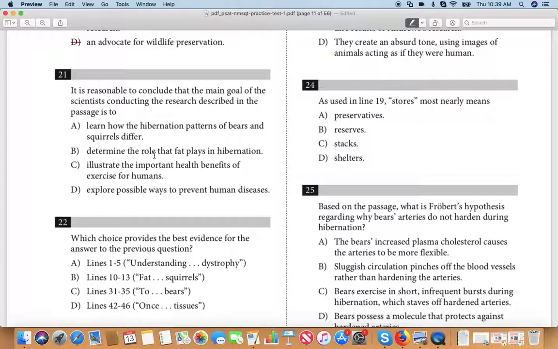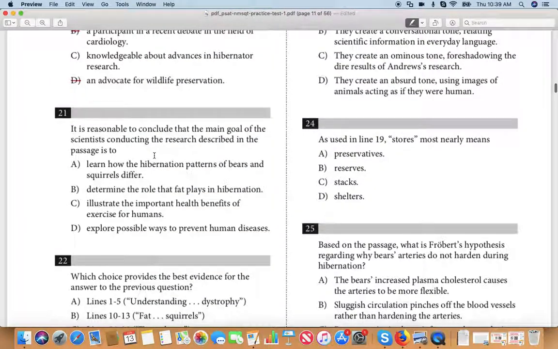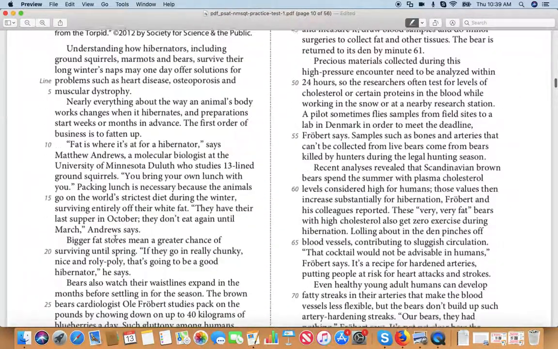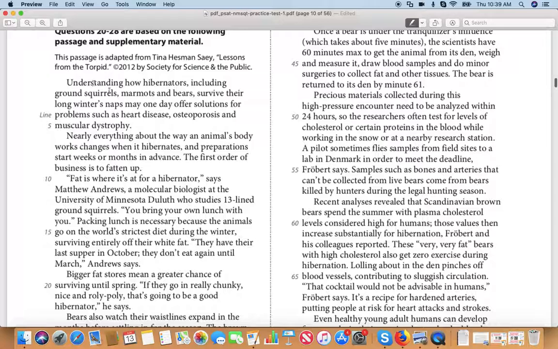What's your evidence for that? The first 5 lines. Yeah, go ahead and read those lines for me, please. So what you're doing here, you're reading the lines from answer choice A from 22, right? Oh, I guess I am. Maybe you didn't realize. I'm sorry. Go ahead. Well, read those first lines. So, understanding how hibernators, including ground squirrels, marmots, and bears, survive their long winter naps may one day offer solutions for problems such as heart disease, osteoporosis, and muscular dystrophy.